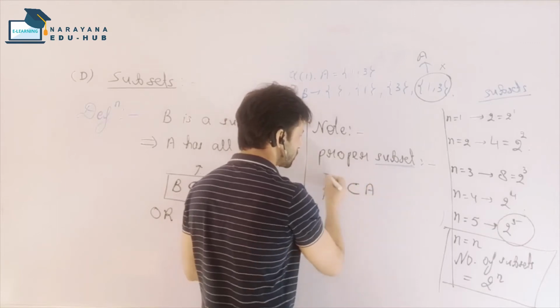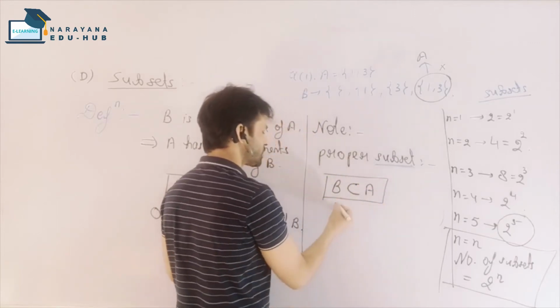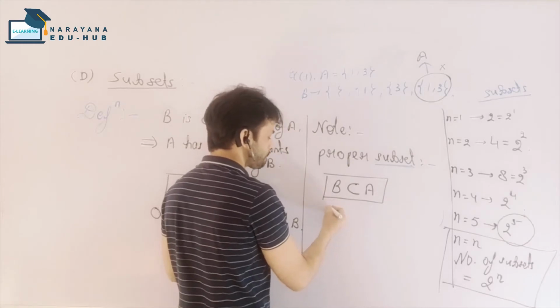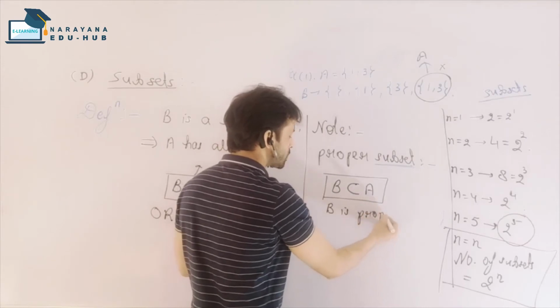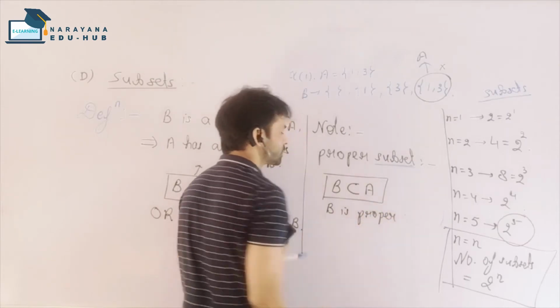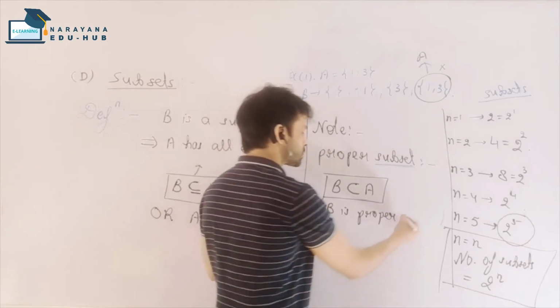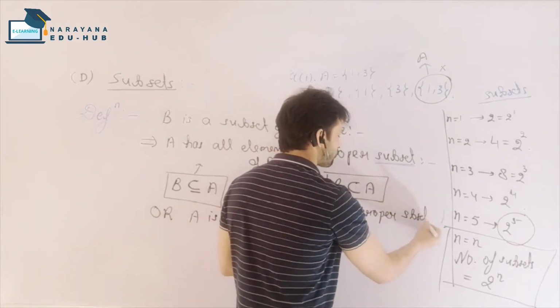This is the symbol. B is the proper subset of A. B is proper subset of A. Okay. Subset.